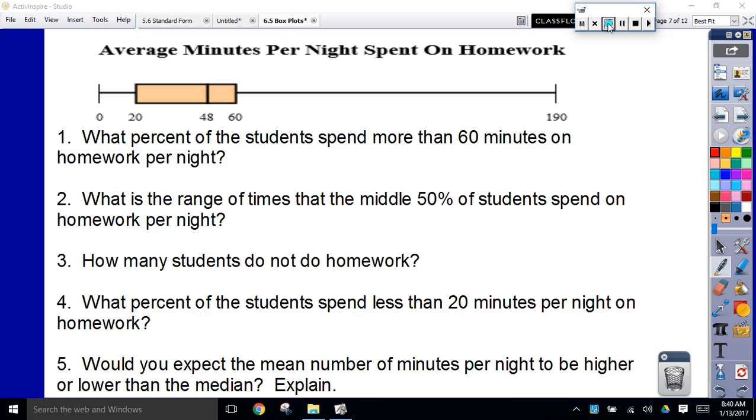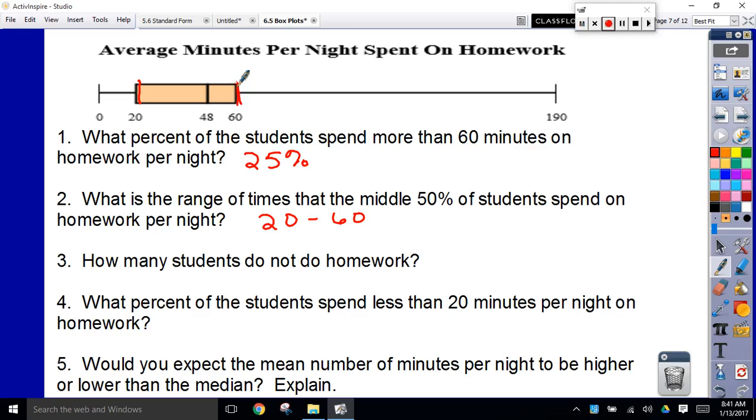Lacey? Good, 25%. Number 2, different volunteer. Colin? Good, 20 to 60 minutes. The middle 50% is from here to here, and that ranges from 20 to 60. Number 3 is kind of an interesting question. How many students do not do homework? Rosa, what do you think?